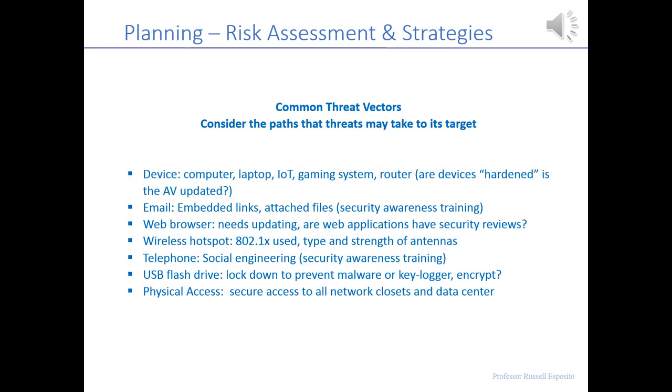In addition to reviewing your systems and how critical they are to your business and the likelihood of a failure and figuring out what your risk matrix is and how you might mitigate that, you also need to consider the common threat vectors, the paths that threats take to the target. So these are the most common ones, right? The device: computer, laptop, IoT, Internet of Things, gaming systems, routers. Are these devices hardened and is the antivirus updated? Those are the questions there.